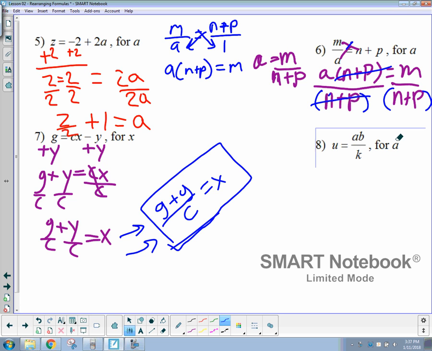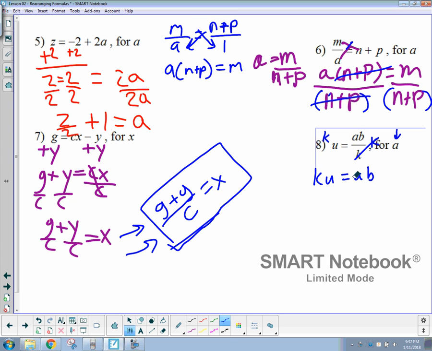So, again, we're trying to solve for A. Okay? So, A's up here. I like the rule of thumb. I want to get rid of the K in the denominator, so I'm going to multiply both sides by K. These K's will cancel. Bring down your leftovers.